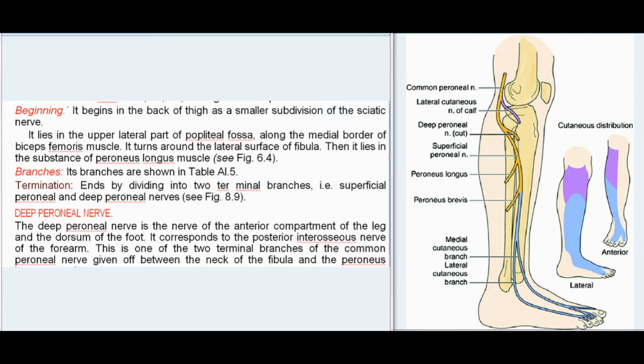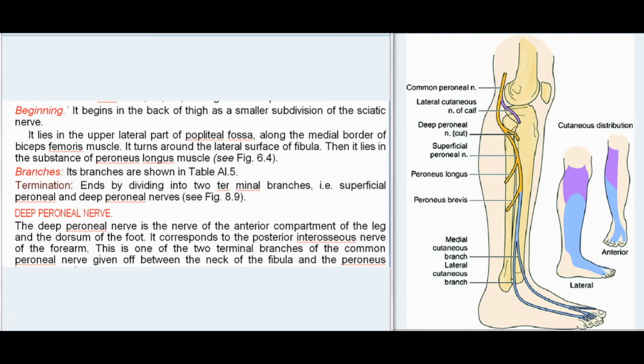It turns around the lateral surface of the fibula. Then it lies in the substance of peroneus longus muscle, see Fig 6.4. Branches: its branches are shown in Table A1.5. Termination: it ends by dividing into two terminal branches, i.e. superficial peroneal and deep peroneal nerves, see Fig 8.9.